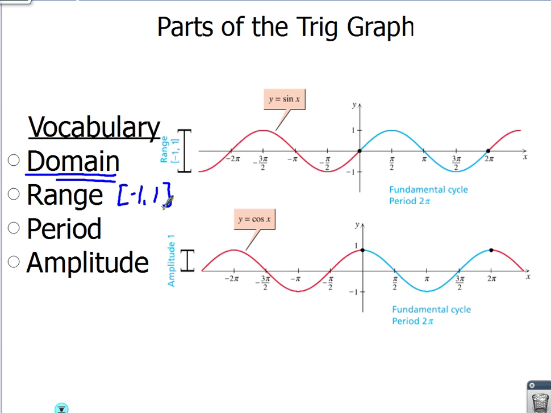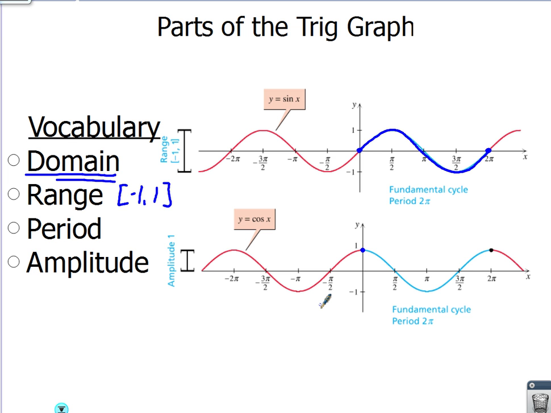The period. What a period is, and you see here what's going on. The period is how long it takes for something to go through a complete cycle. You start here at 0, 0. Your sine function repeats, and it starts over here. You see that? Same thing with cosine.